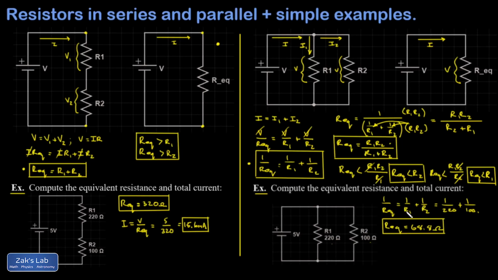Finally, I'm asked for the total current flowing through the circuit. So I equals V over R. Again, I'm thinking about the equivalent circuit now that just has one resistor. I equals V over R equivalent, and that's 5 volts over 68.8 ohms. And since I used milliamps the first time around, I'll just do it again. I get 72.7 milliamps.